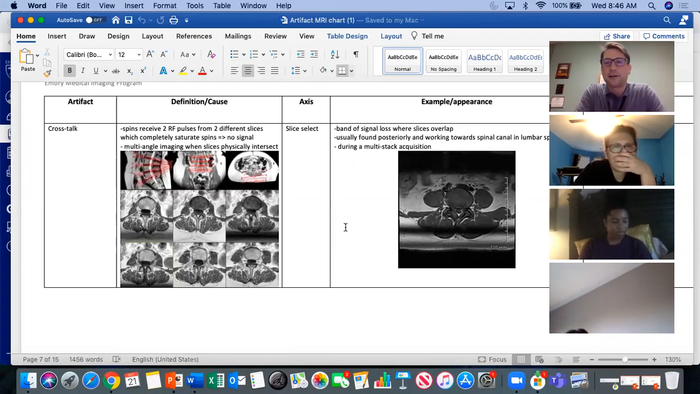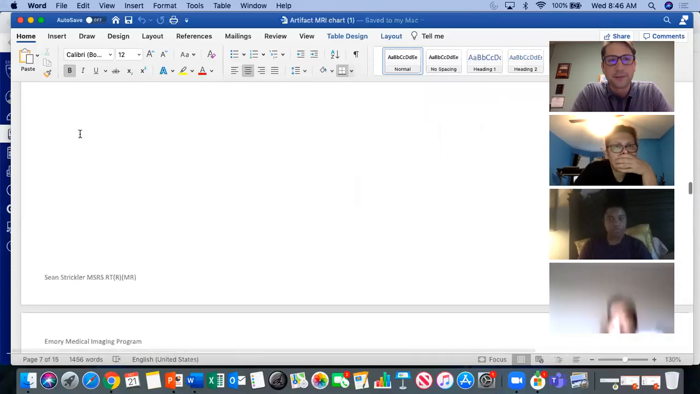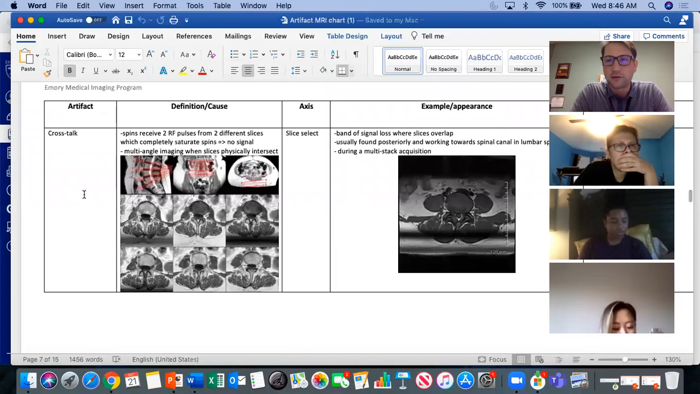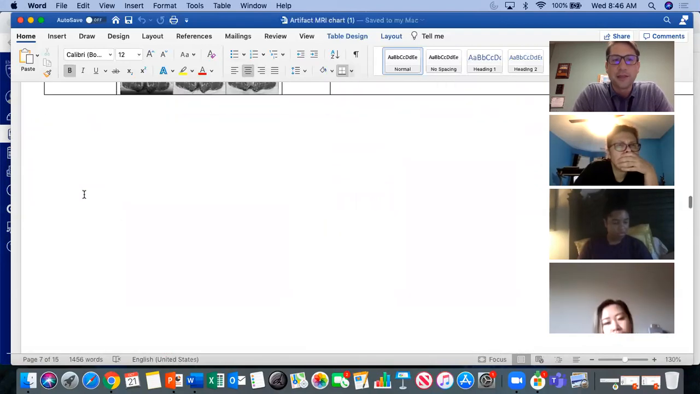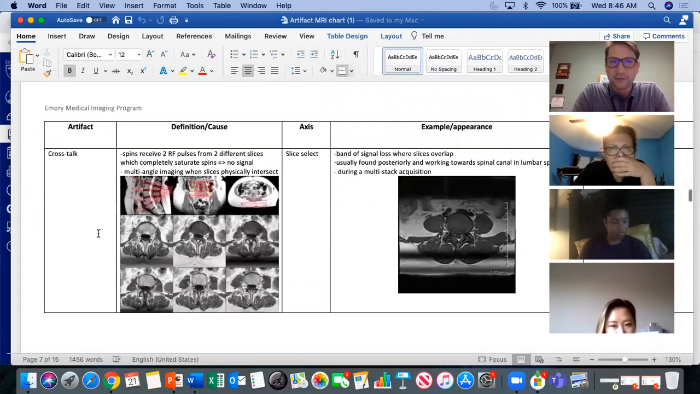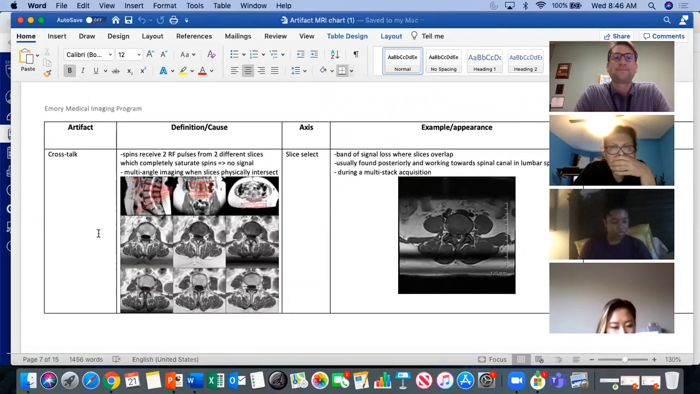Crosstalk is our next artifact. Besides magnetic susceptibility, we don't really have another name for this artifact, so it's just called crosstalk. The main thing here is not to get it confused with cross-excitation, which sounds familiar, but it is a different artifact. We experienced this when we talked about our spine lecture, especially over our L-spine. I talked about ways to be mindful of this artifact and ways to avoid it.